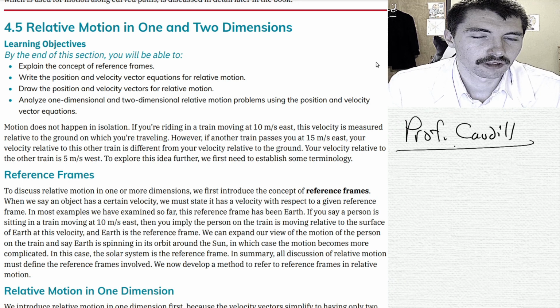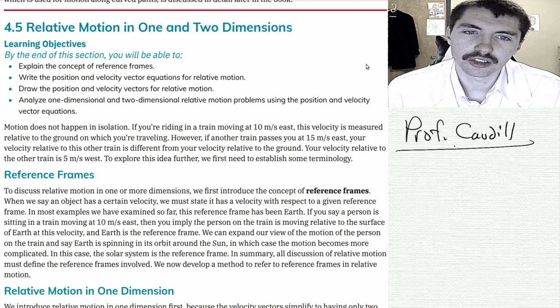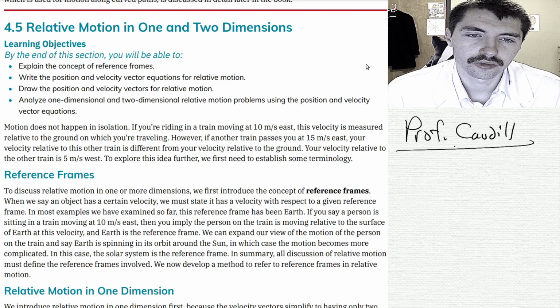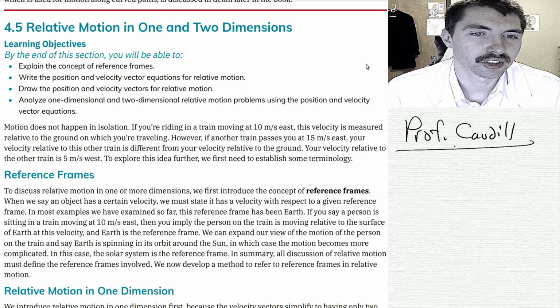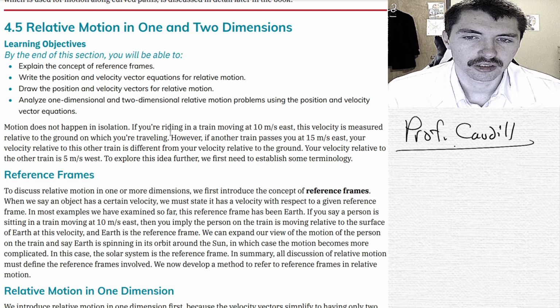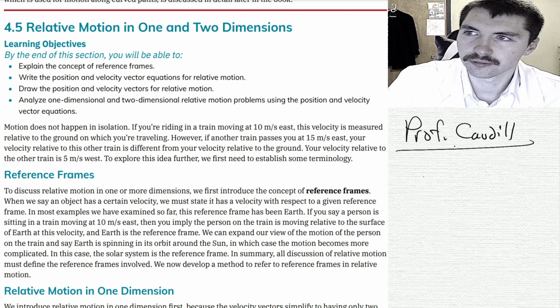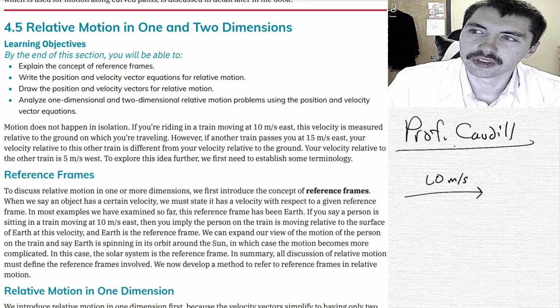So, reference frames, that's like your perspective. Position, velocity, vector equations for that relative motion. Draw the position, velocity, as one dimension, two dimension. Okay, so motion, train going 10 meters per second.